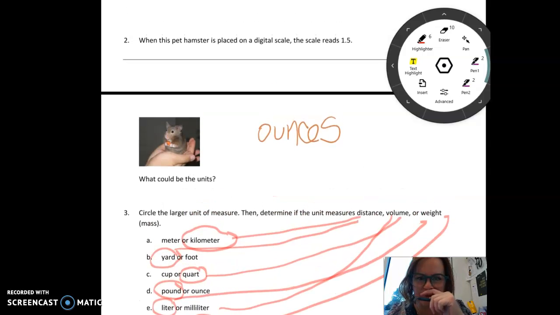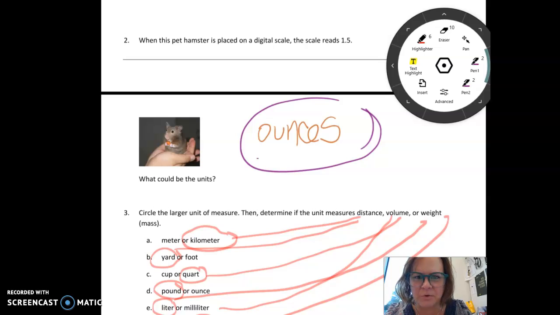This pet hamster is placed on a digital scale. So I got to tell you guys, I don't know much about little hamsters and how much they weigh. I've never held one. I'm guessing that this little hamster weighs a certain number of ounces or grams, but 1.5 grams would be too small. So I'm thinking maybe in this case ounces if it's just a little guy.